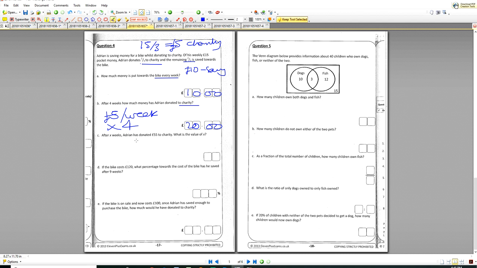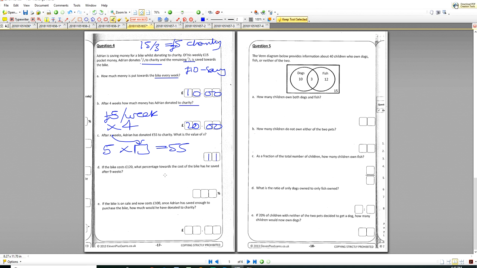After X weeks, Adrian has donated £55 to charity. So he's giving £5 a week times by the mysterious X, and that gives you 55. So opposite times by 5 is divide by 5. So the answer will be 11 weeks. It'll take him 11 weeks.